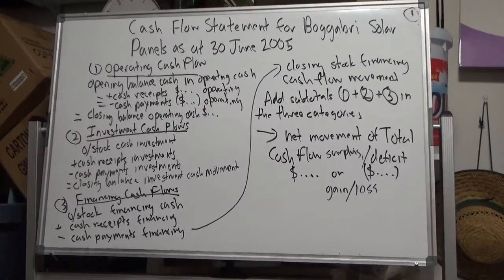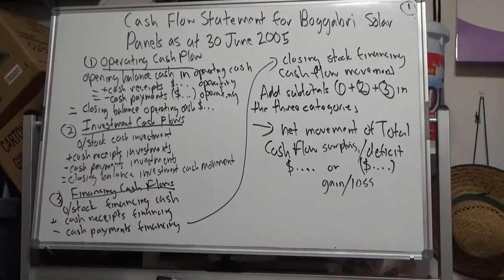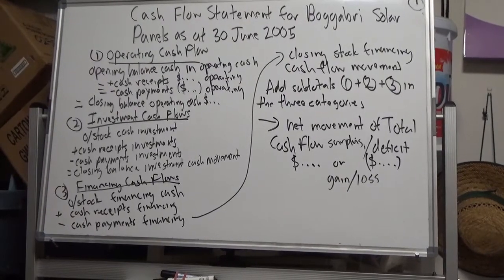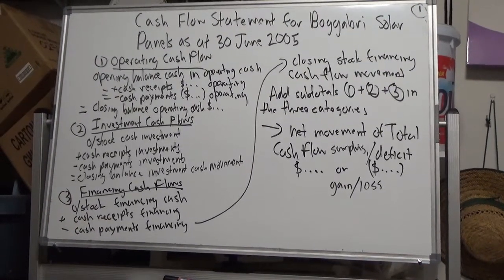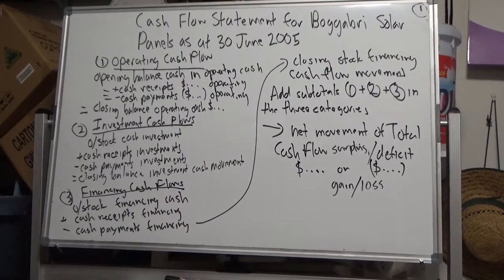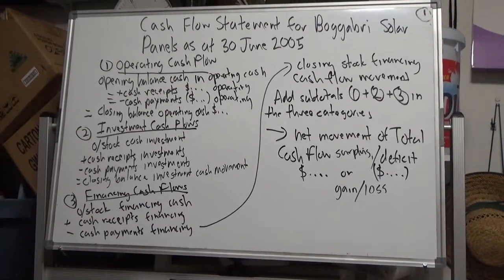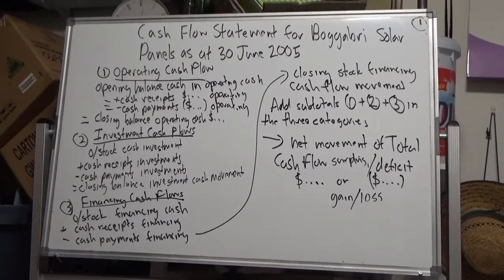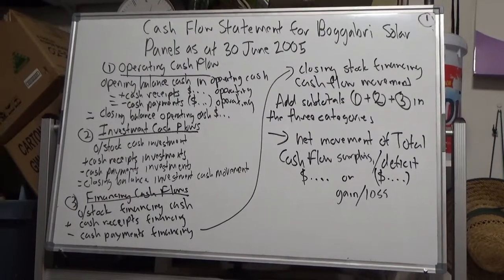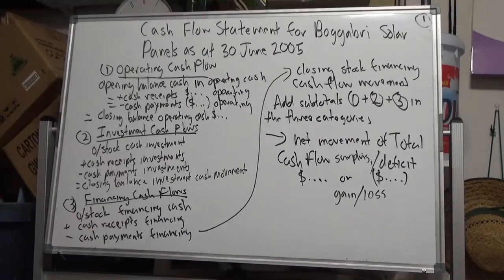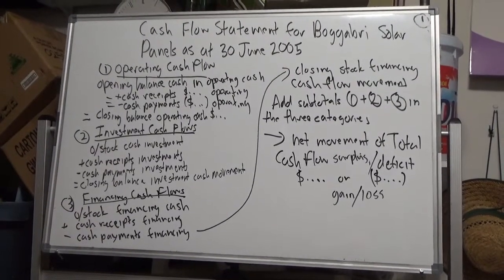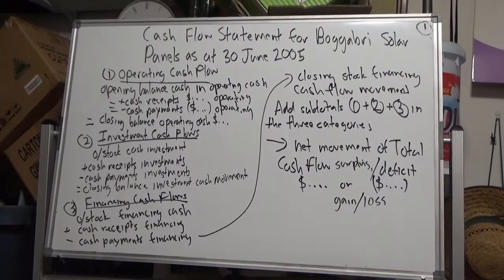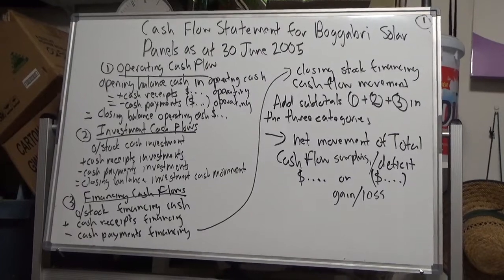You've got an opening balance of operating cash plus the cash receipts in this category, minus the cash payments of operating, gives you the closing balance of operating cash. Then the next category, you list the items for investment cash flows. Start with an opening stock of cash in investment cash, plus cash receipts of investment cash flow, minus cash payments of investment cash flow, gives you a closing balance for investment in the cash flow position.